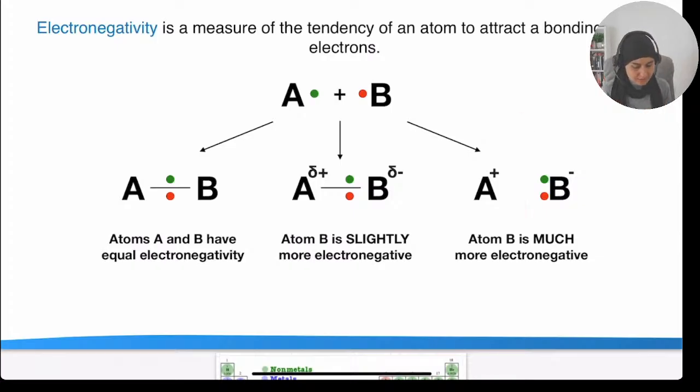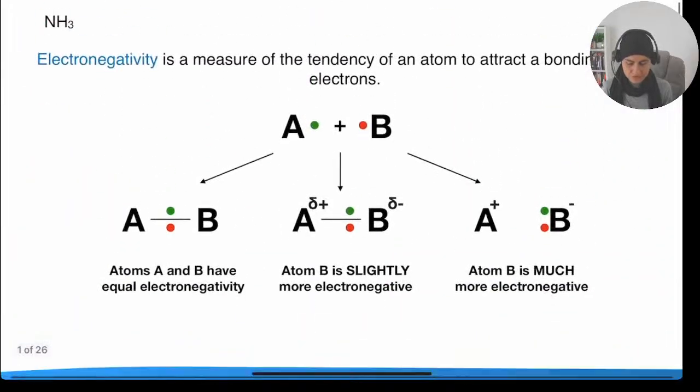So the electron from A is attracted to the nucleus of B. Okay. So this is covalent nonpolar. This is covalent polar. This is ionic. But we will do it again.